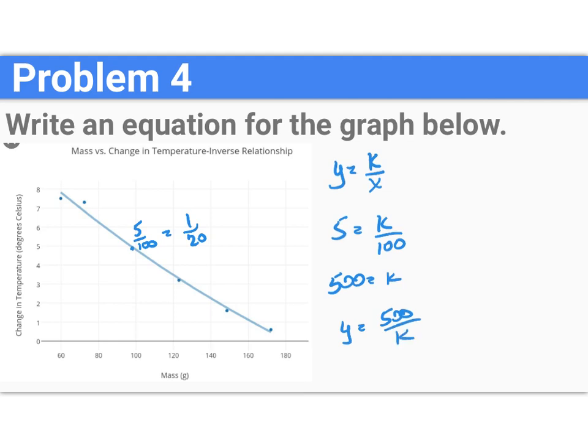for mass versus change in temperature. So the more mass an object has, the slower it is in changing temperature. That's what this graph is telling us.